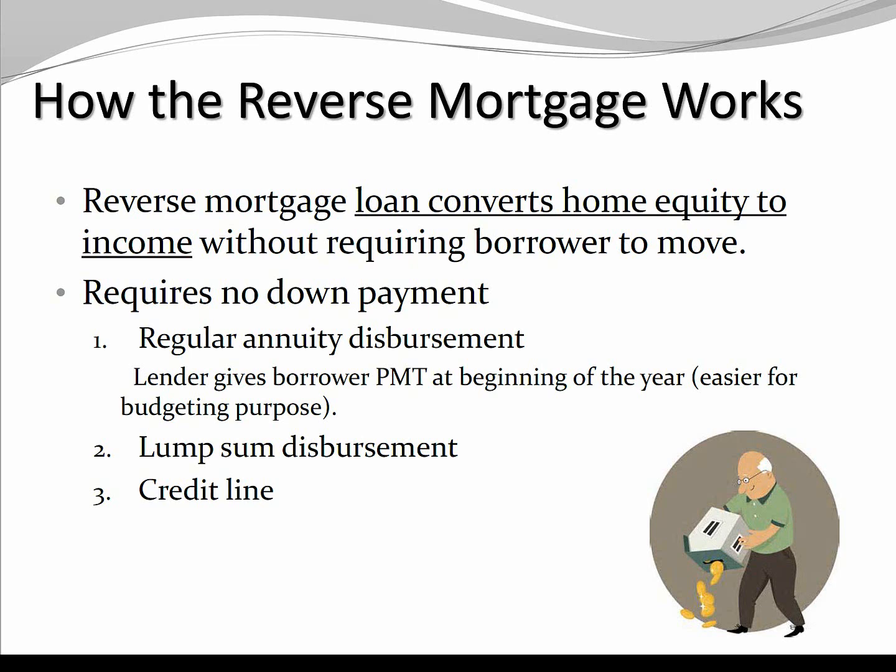And the reverse mortgage loan does not require any down payment. It usually is a regular annuity disbursement, so the lender will give the borrower an annuity amount at the beginning of each year, which helps the borrower with budgeting. It can also happen as a lump sum disbursement, and there can be a credit line associated with it.